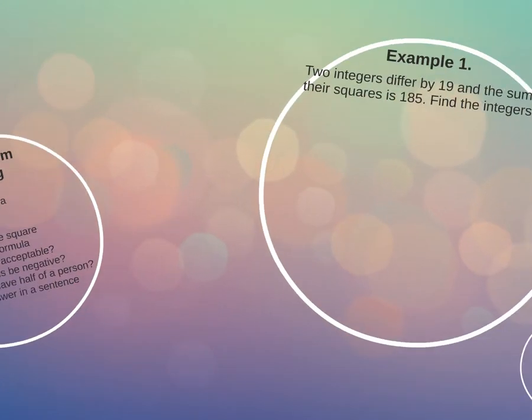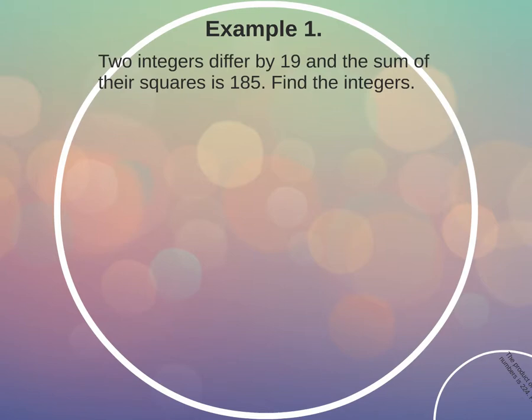Alright. So our first example goes like this. Two integers differ by 19, and the sum of their squares is 185. Find the integers. So this is going back probably to Algebra 1 when you went over words like differ or difference, sum, product, quotient, and how we know what those words mean, and now we have to translate them into algebra.